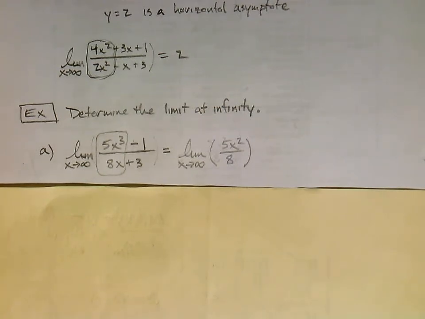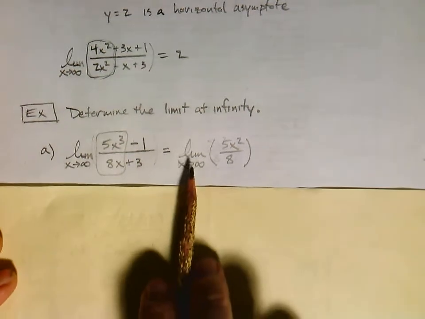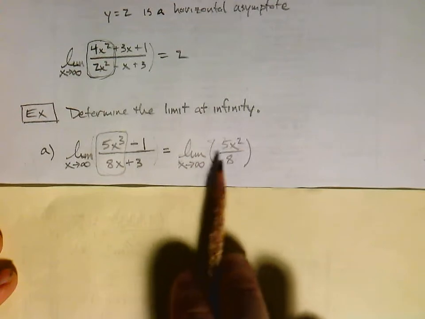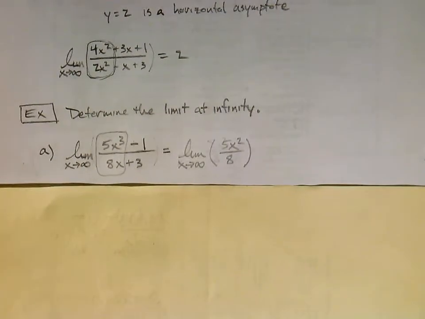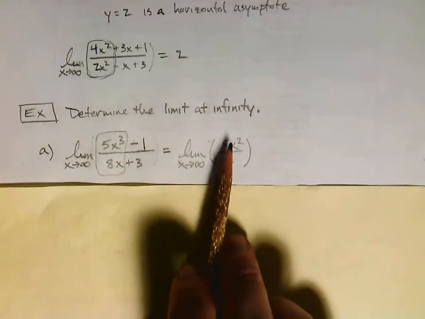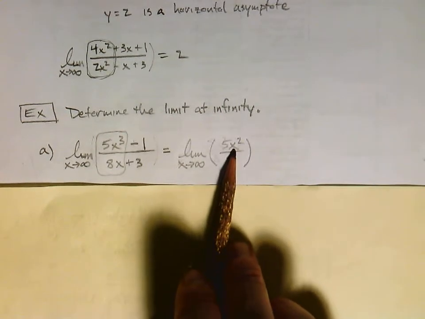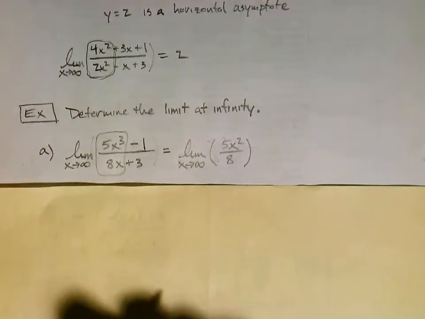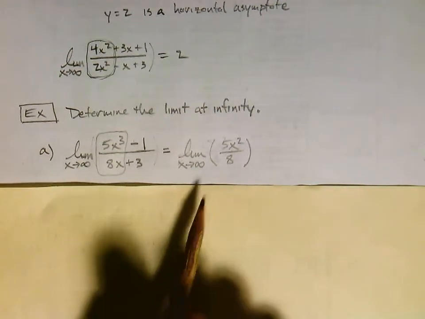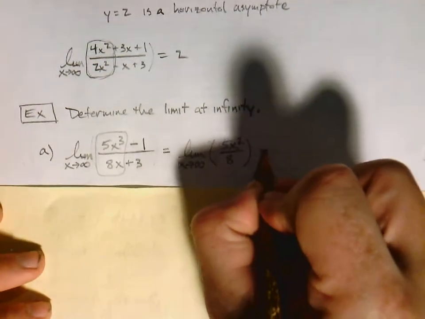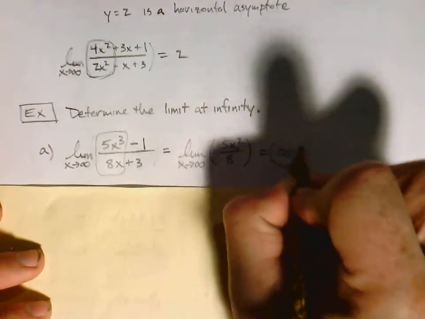Okay. And now we're going to think, at this point, not all the x's canceled out, so we don't have an answer yet. So now we can plug in infinity. What's going to happen? Well, what's infinity squared? Infinity squared is just a bigger version of infinity. And then multiply that by 5, divide that by 8. It's all going to work out to simply be infinity in the end.